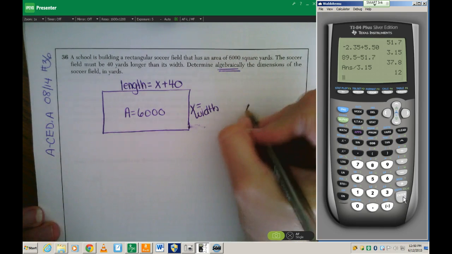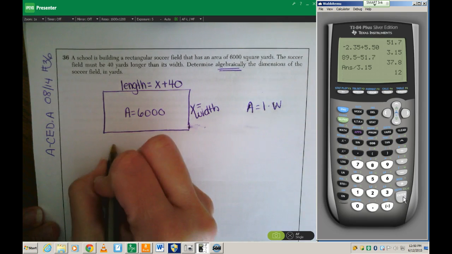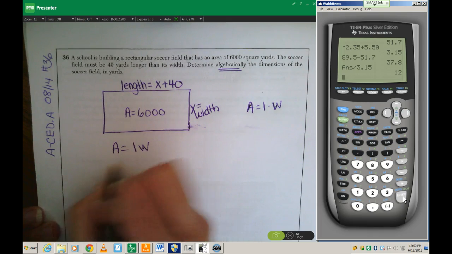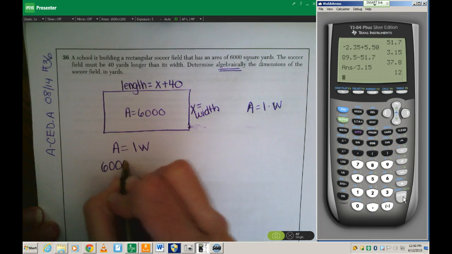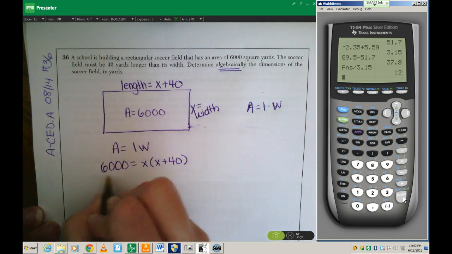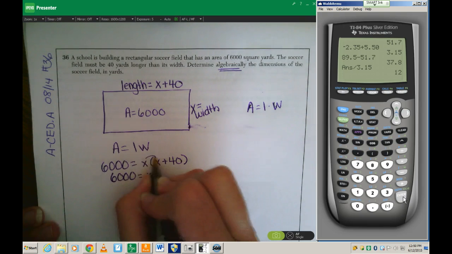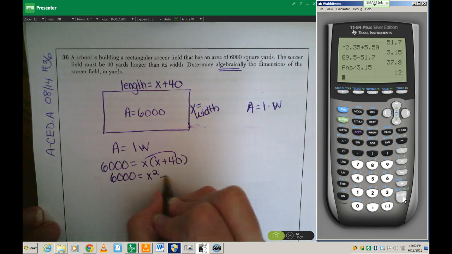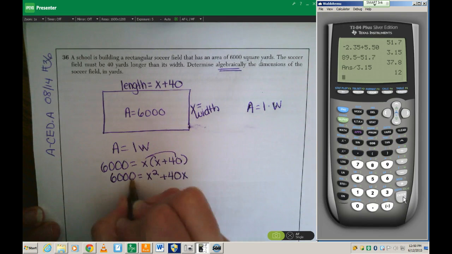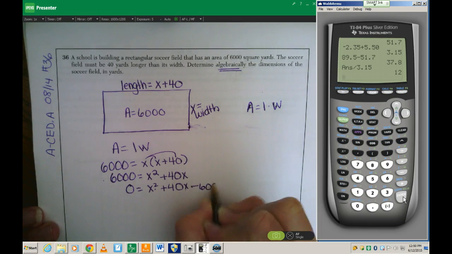Okay. Well, we know that area equals length times width, or width times length. So we have A equals LW. So 6,000 equals x times x plus 40. Now I'm going to have my 6,000 again. Distribute, boom, boom, because I want us to solve it algebraically. And before I can do anything, I have to subtract 6,000 from both sides, because we can't solve it algebraically when it's a quadratic and linear, unless it's set equal to 0.